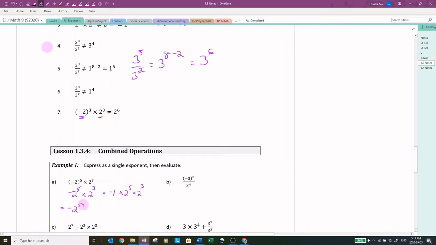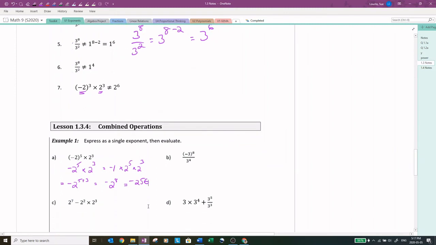And then it equals negative 2. We're multiplying, so we're going to add the exponents. So it's negative 2 to the 8. Okay, that's as the exponent, and when we evaluate it, that's going to be negative 256. So this is an example where changing the base does make sense. There's a reason to in this context.